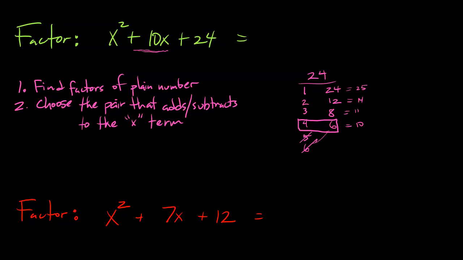Okay, and now this part I didn't totally talk about yet. Once I come up with the 2 numbers that I want, I'm going to be able to write the answer as (x + _)(x + _). Positive 4 and positive 6 are the 2 numbers I'm going to write in the parentheses. And it doesn't matter what order you write them.